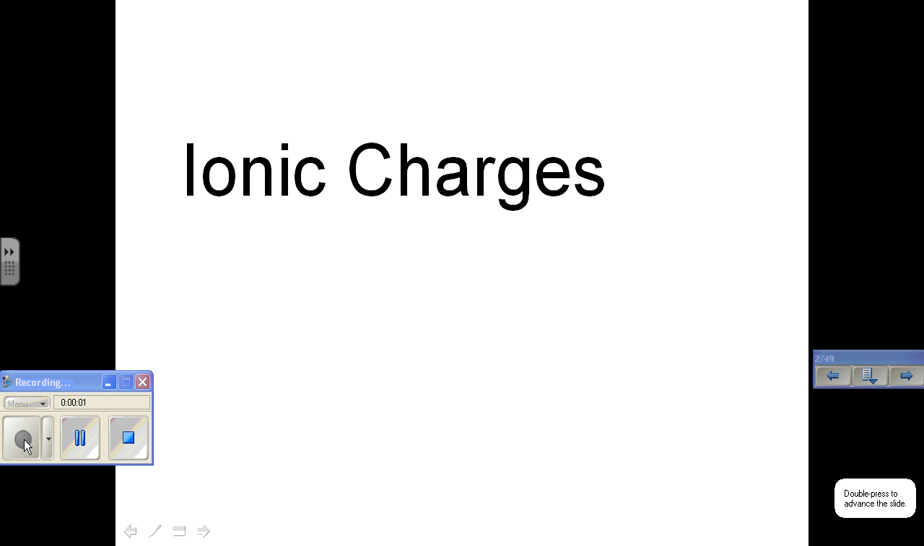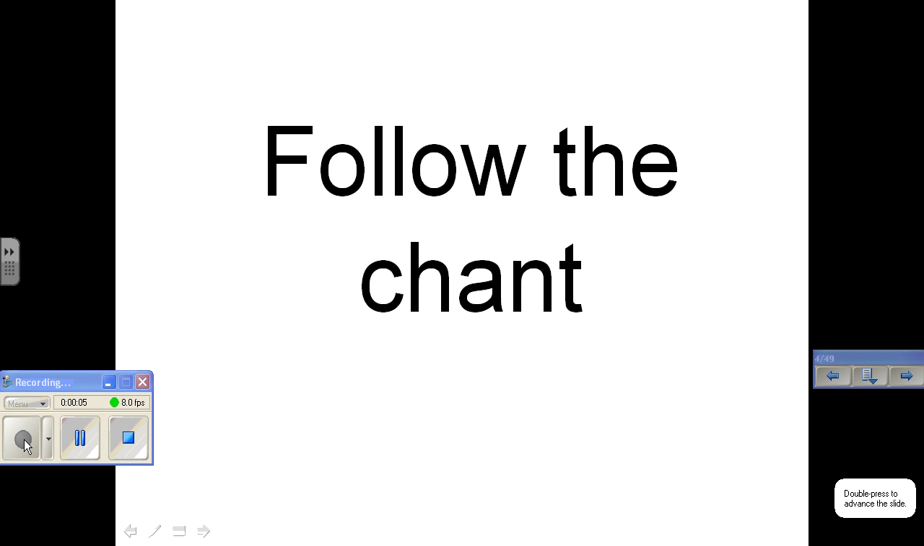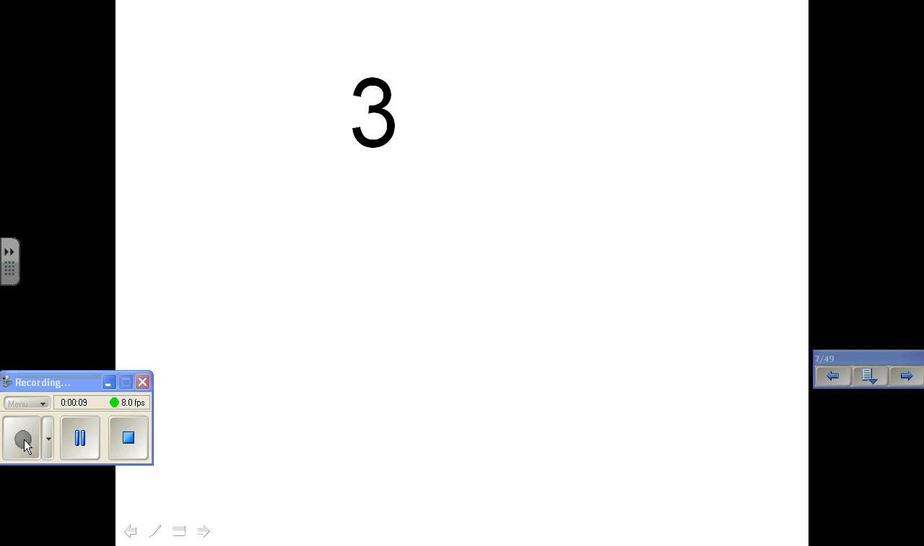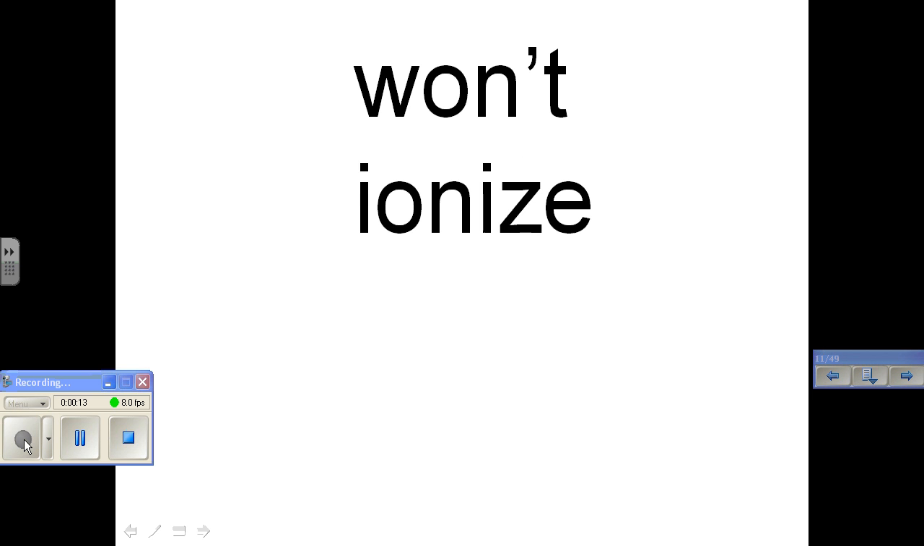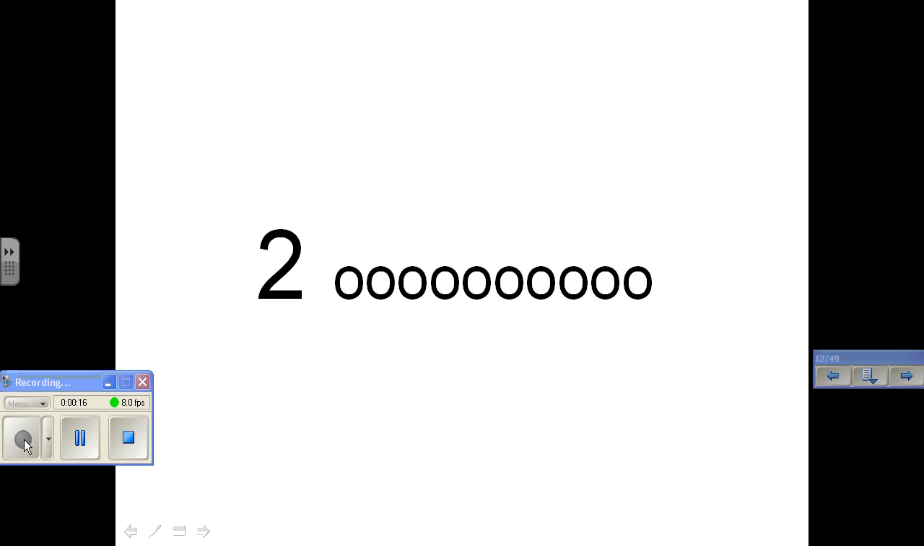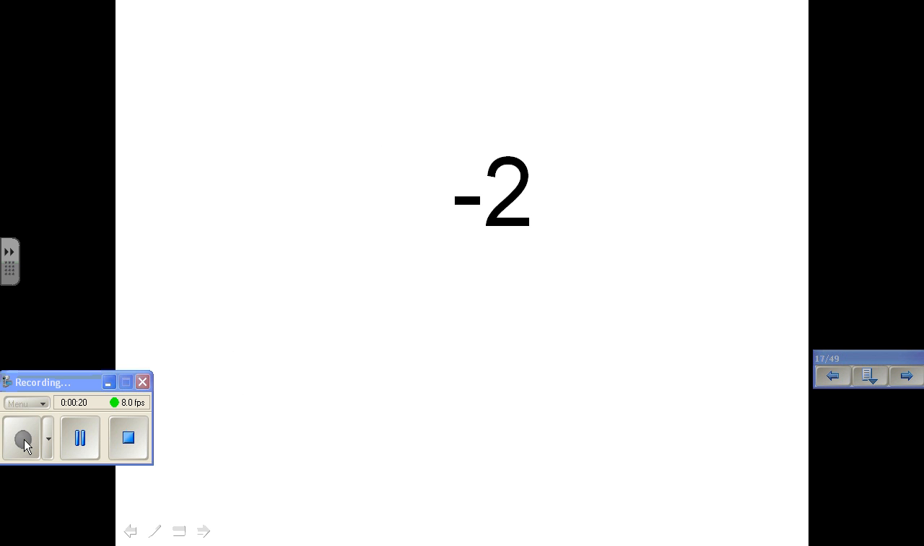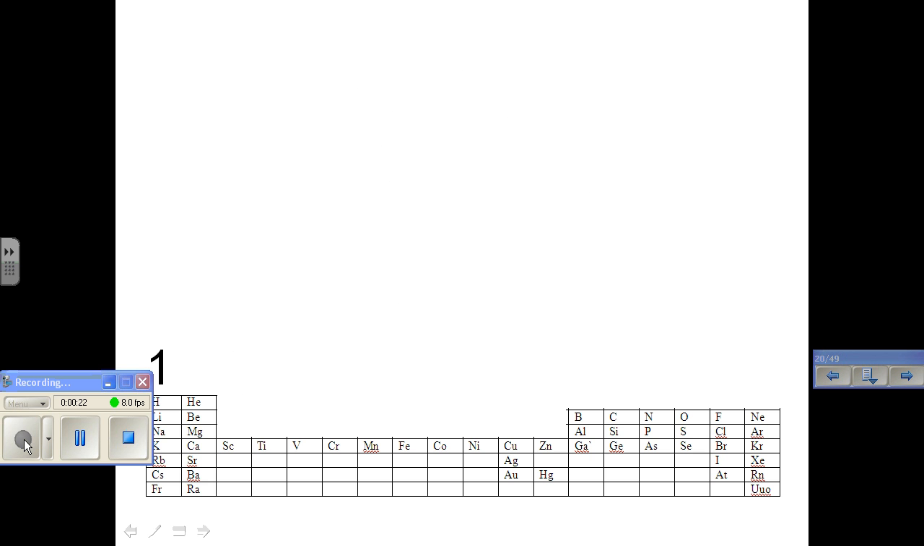Look at ionic charges. The best way to learn them is to follow the chant. These are just the charges, but learn them. 1, 2, 3, skip. -3, -2, -1, skip.